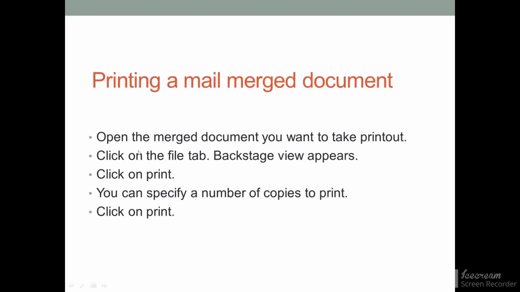Now for printing this document, just open the merge document you want to print out. Click on the File tab. Backstage view appears. Click on Print. You can specify a number of copies to print. Just click on Print.